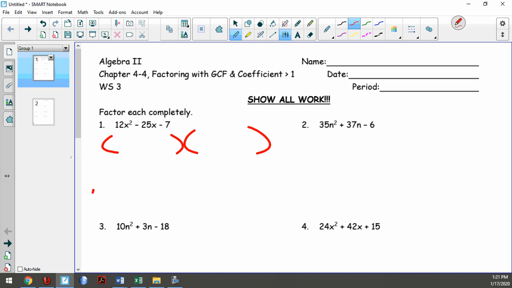Next, 2 binomials. Factors of 12 are 1 and 12, 2 and 6, 3 and 4. What did I tell you to always do first? Closest together. So I'm going to put a 3x here and a 4x there. Next, I told you to look at the very last number.